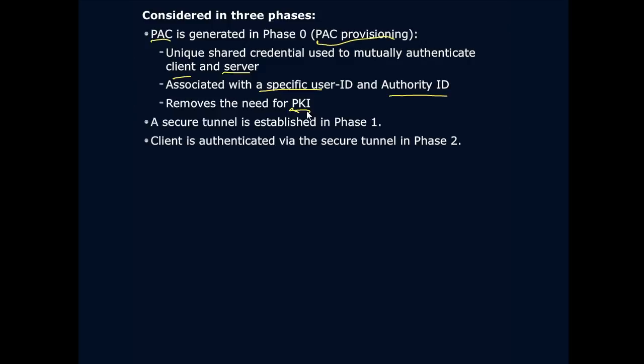Once those PACs are in place, I know who I'm connecting to, and they know who to expect to connect to them. We can move on to phase 1. Phase 1 is the introduction of a secure tunnel. Once we have phase 1 in place, we can use authentication. The client is authenticated via that secure tunnel. So let's go ahead and take a look at PAC creation, right?